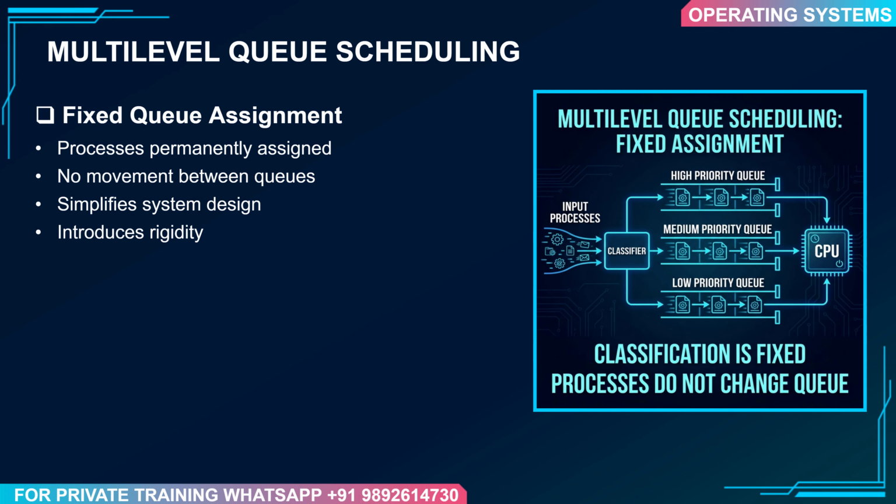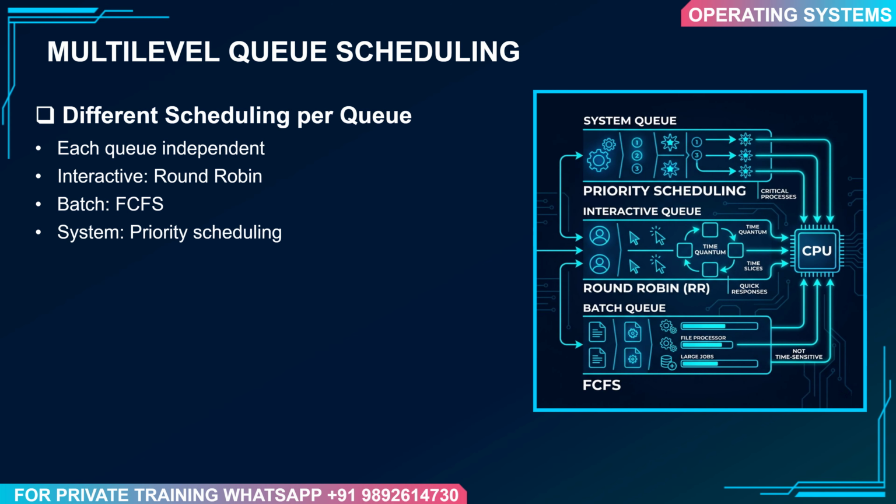Once processes are assigned to a queue, they stay there. This is an important point. Unlike some advanced techniques that allow movement between queues, in multi-level queue scheduling, processes do not change their queue. The classification is fixed. This makes the system simpler, but it also introduces some limitations, which we will touch on later. Now comes the interesting part.